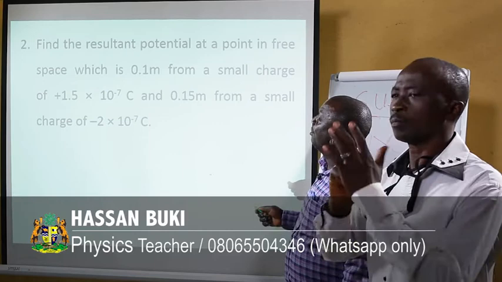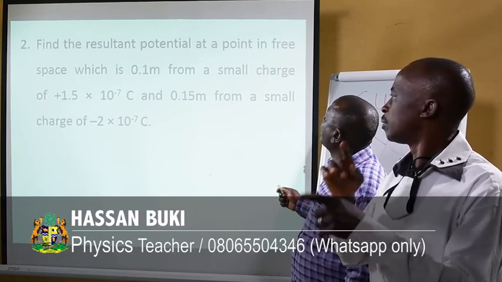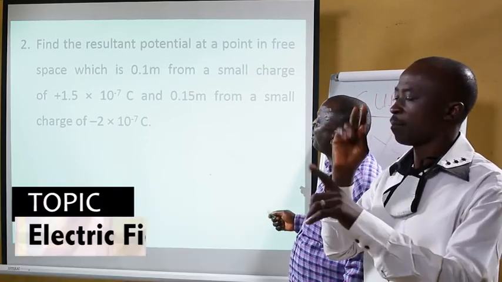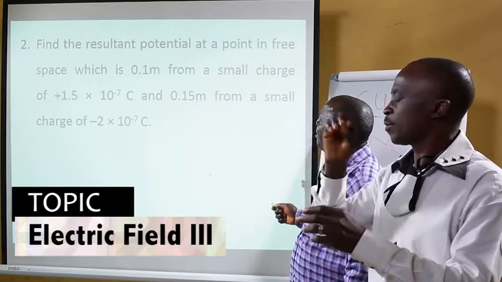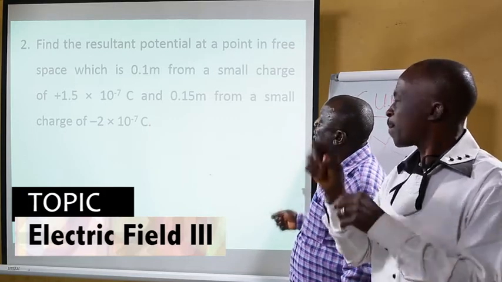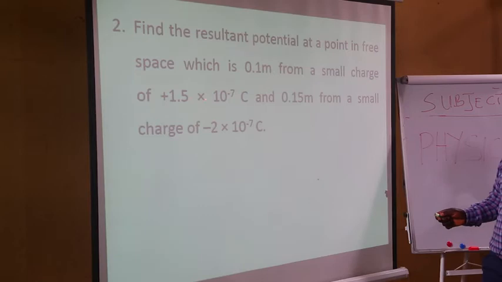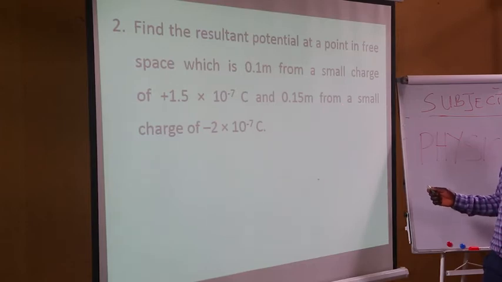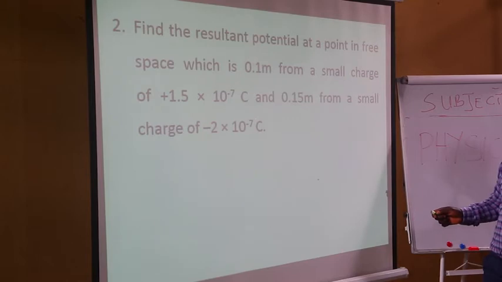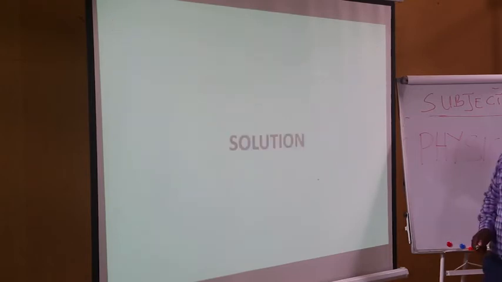Example 2: find the resultant potential at a point in free space, which is 0.1 meter from a small charge of plus 1.5 times 10 raised to the power minus 7 coulomb and 0.15 meter from a small charge of minus 2 times 10 raised to the power minus 7 coulomb.